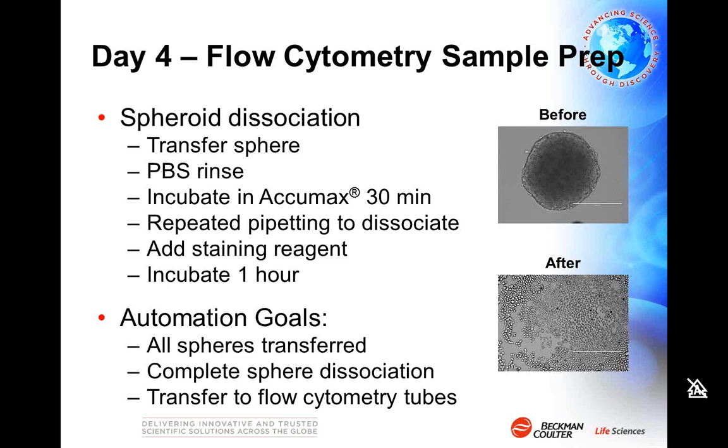This was for 30 minutes, and every 10 minutes of this period we would do a repeated pipetting step with our multi-channel head to dissociate the sphere further. Once the cells were dissociated, we added the staining reagents and incubated for 1 hour. Again, for our automation goals, we wanted to make sure that all spheres were transferred from the plate, none were left behind. We obviously wanted to make sure that we had complete sphere dissociation, as illustrated in the image on the lower right, because without this, you can clog your cytometer or get uneven staining. And finally, because a number of flow cytometers actually require samples to be in tubes, including the Gallios, we then had a final step where the samples were transferred into flow cytometry tubes from the plate.